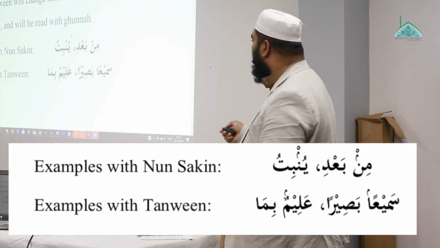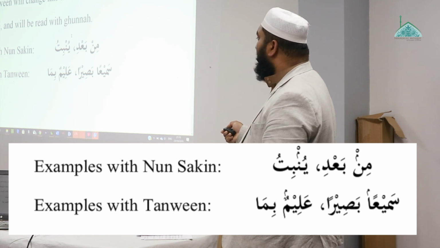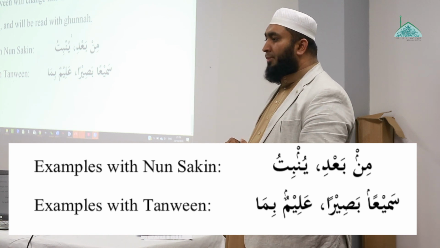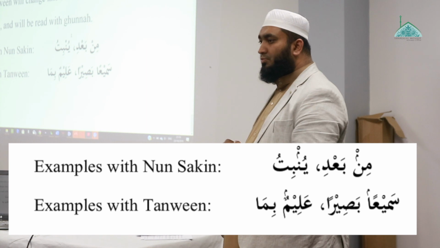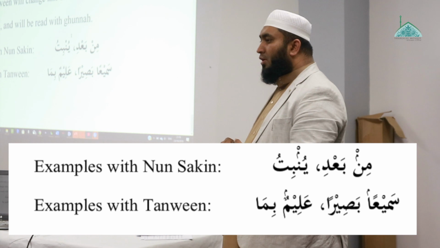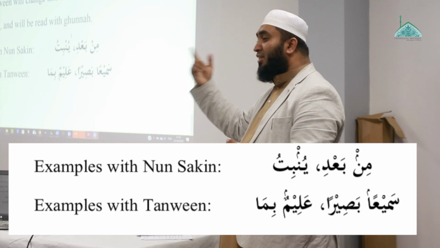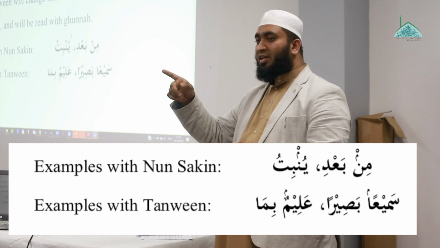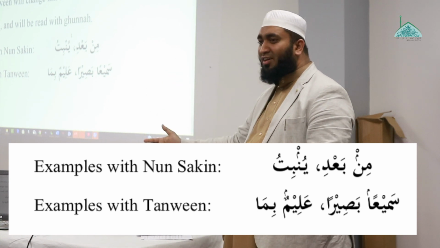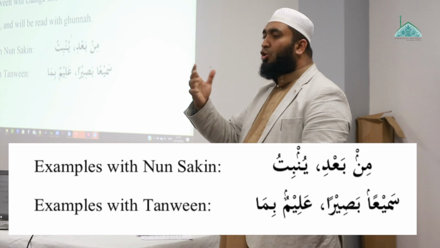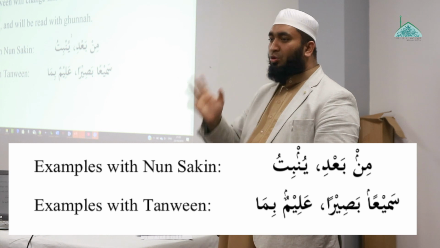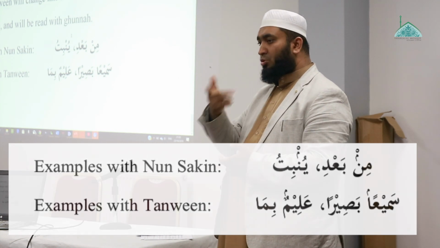It's called Iqlab. For example, in here it's written yun bitu. However, we'll be reading yum bitu. And there will be Ghunnah because of another rule, the ruling of Mim Sakin. The rule of Mim Sakin is that after Mim Sakin a ba comes, we'll find it later, we need to make Ghunnah. So when you say yum, Mim is Sakin, followed by a ba, bitu, so we make Ghunnah. So you say yum bitu, making Ghunnah.